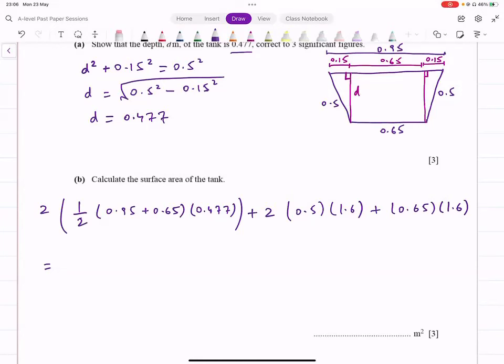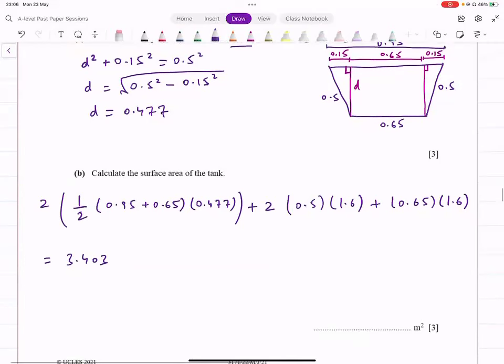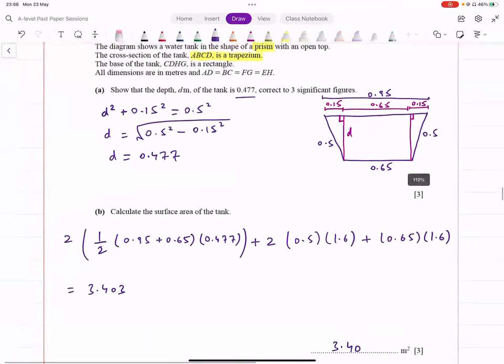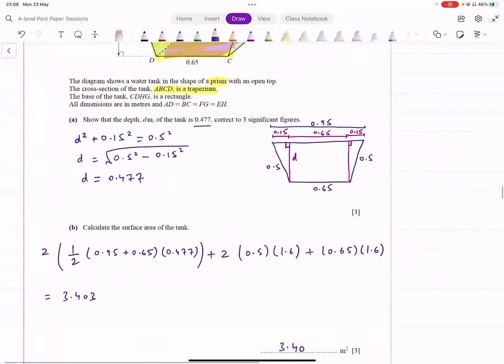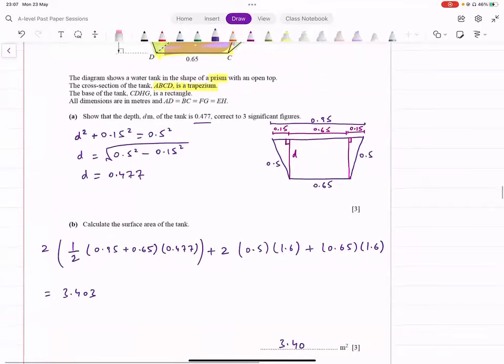And I'm getting 3.403 from this. 3.403. So if you want to write it here, you can write 3.40 if you want, or 0.403 पूरा भी लिख सकते हैं, and that's also okay. ठीक है, so that's the result that we get from this. ये आपके पास area आ गया इसका, surface area of the tank. Okay.